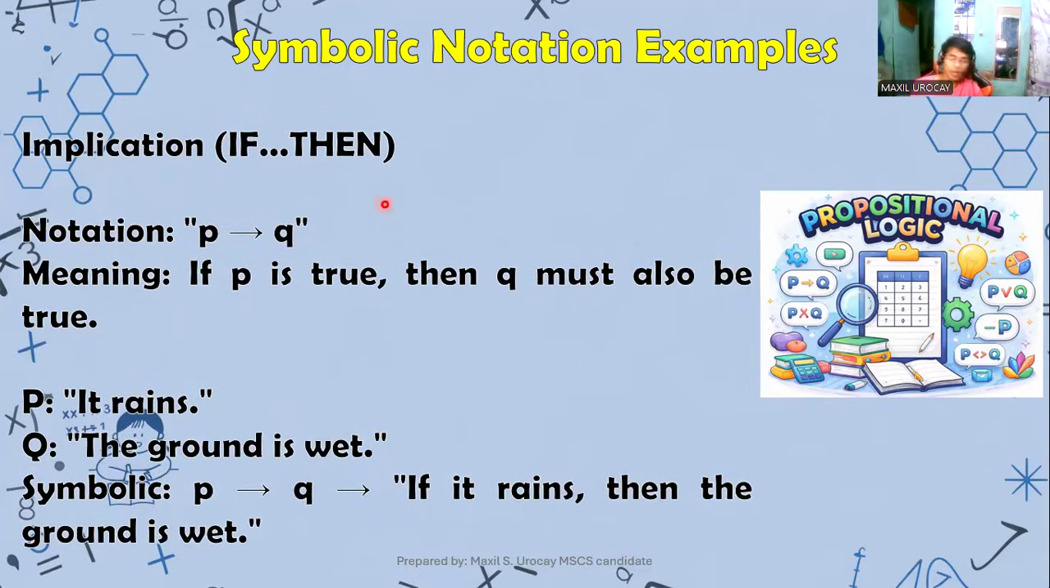Now we also have the if-then. As I mentioned earlier, the if-then is represented by an arrow, which is a one-sided arrow, one direction. If P is true, then Q must also be true. That is the meaning. So we have here, "it rains, the ground is wet." If this is the representation, you will read that as: if it rains, then the ground is wet. So that's how it works.